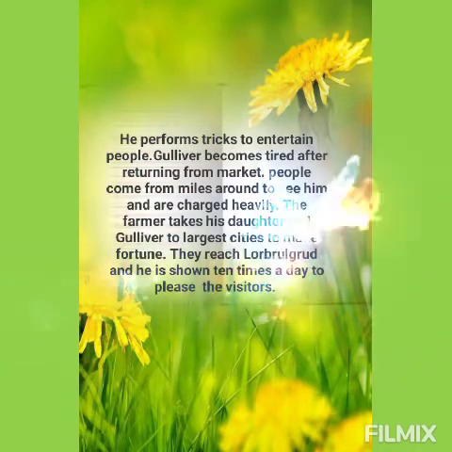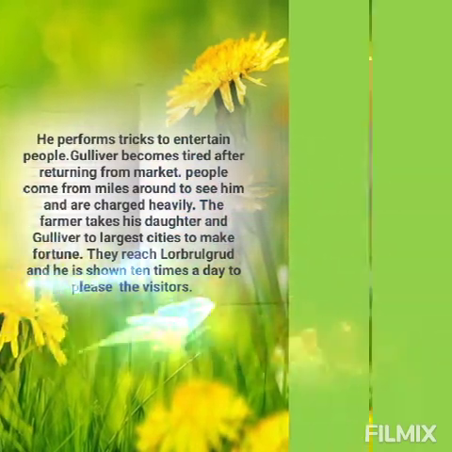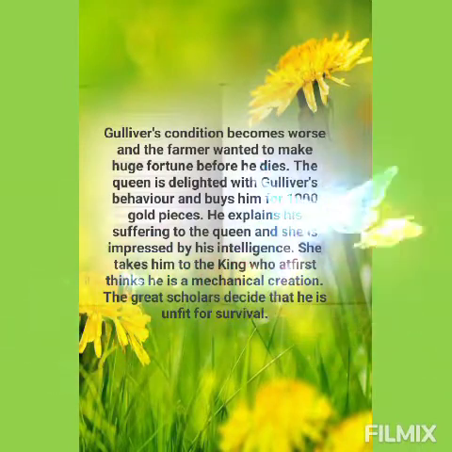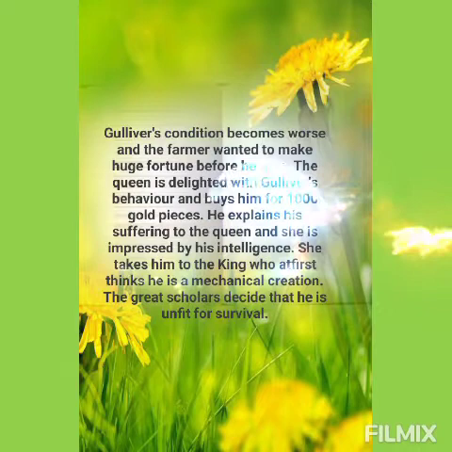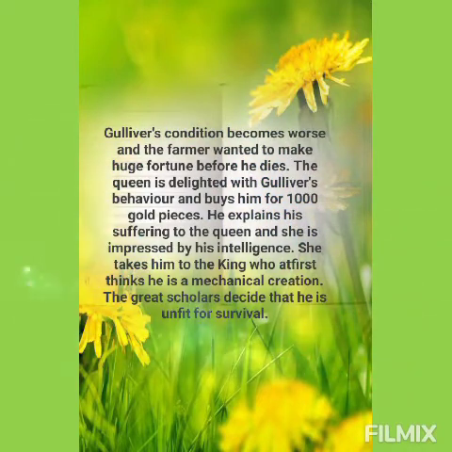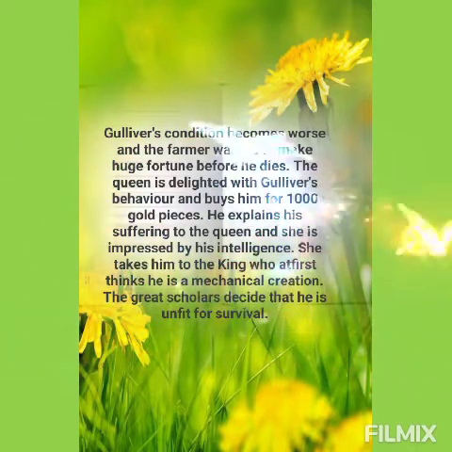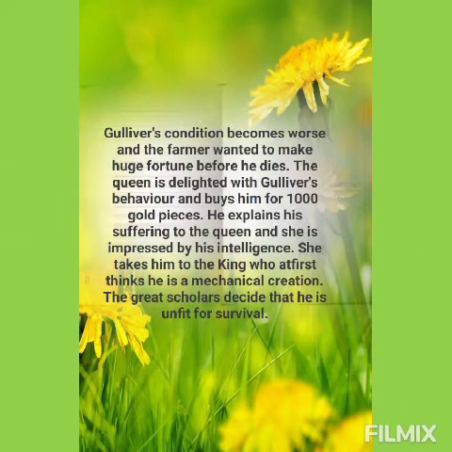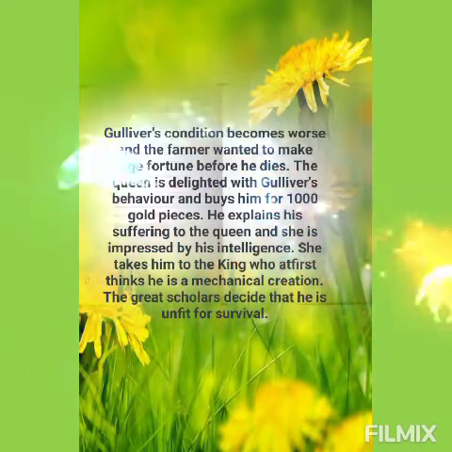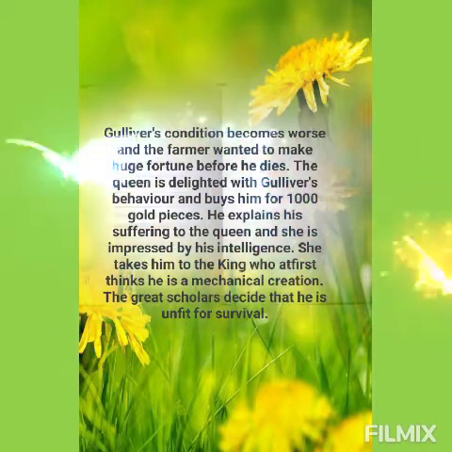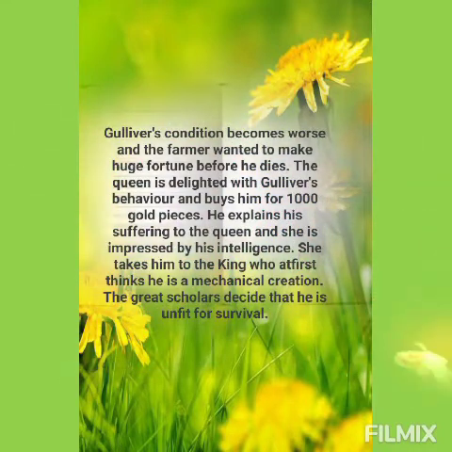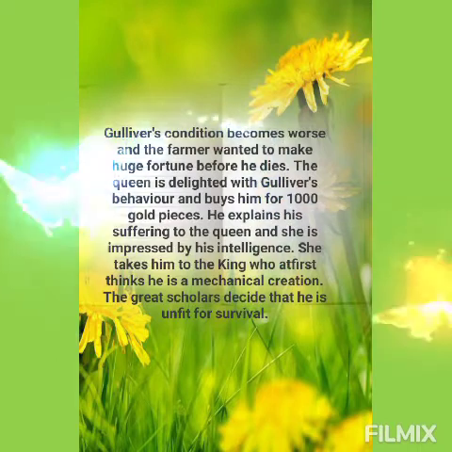They reach Lorbrulgrad, where he is shown 10 times a day to please the visitors. Literally, Gulliver becomes very tired. Gulliver's condition becomes worse and the farmer wants to make a huge fortune before he dies. The queen is delighted with Gulliver's behavior and buys him for 1,000 gold pieces. He explains his suffering to the queen and she is impressed by his intelligence.